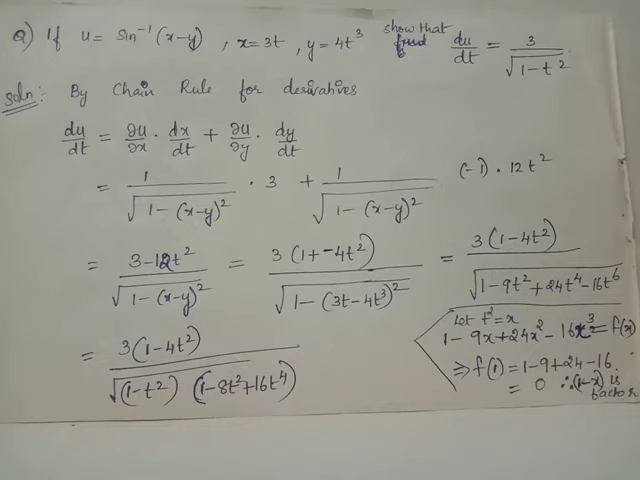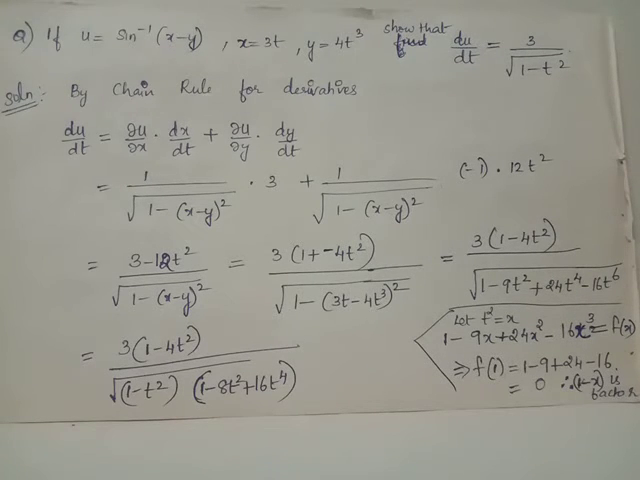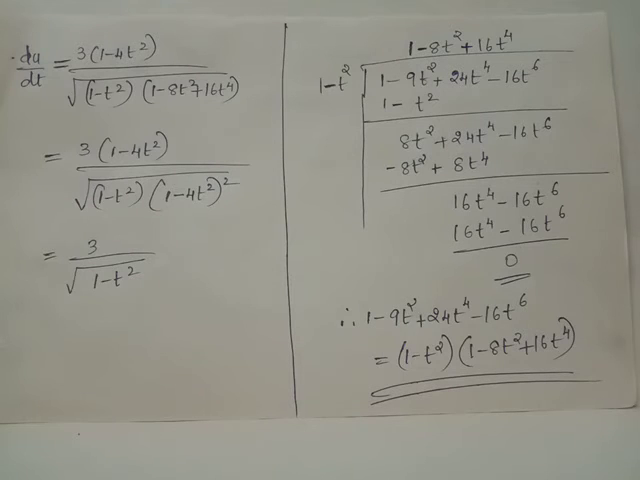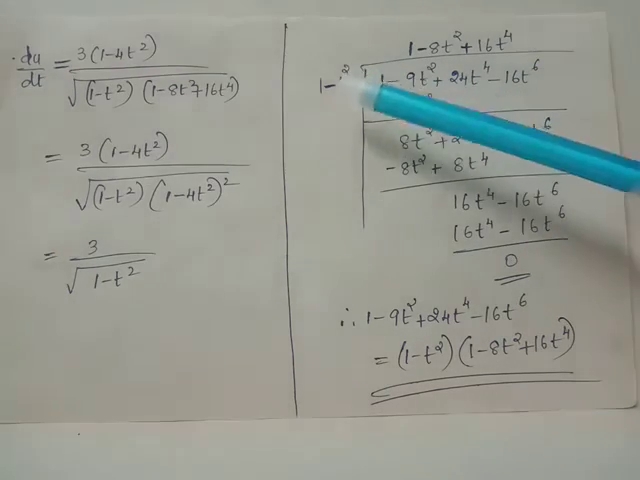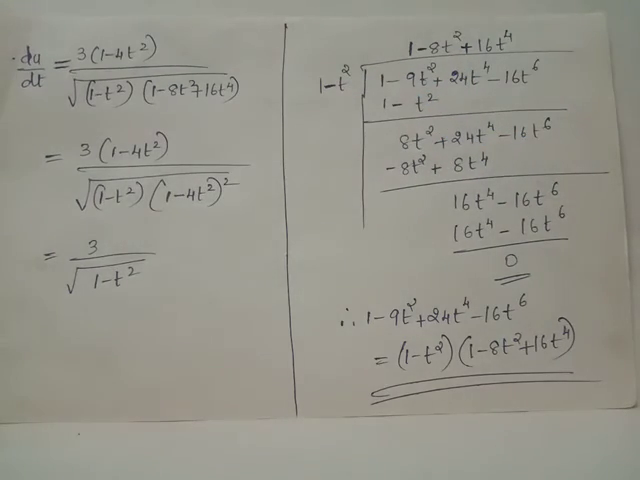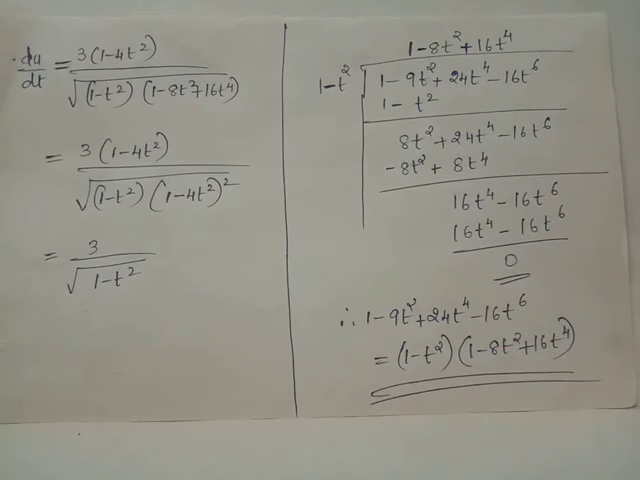Thus, we can conclude that 1 minus x is a factor of the polynomial f of x. Or we have 1 minus t square will be a factor of this polynomial. So this polynomial can be written as 1 minus t square into (1 minus 8t square plus 16t raised to 4). Since we have identified 1 minus t square as a factor of this polynomial, when you divide this polynomial by 1 minus t square, you get the other factor as 1 minus 8t square plus 16t raised to 4. Thus, the polynomial can be written as the product of these two factors.